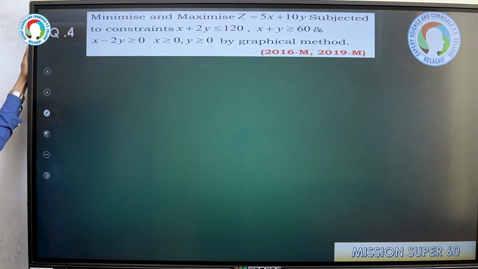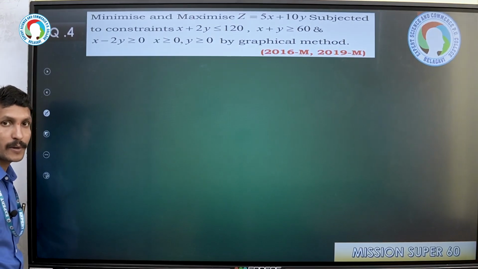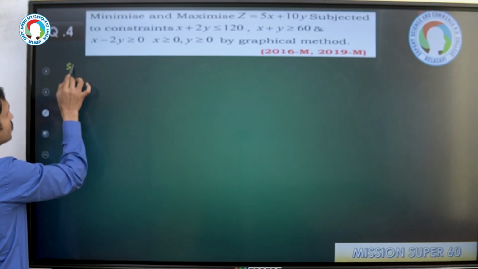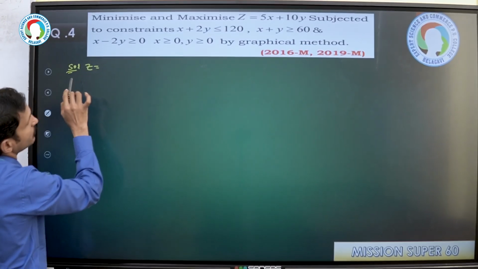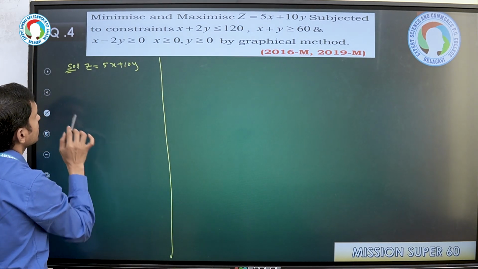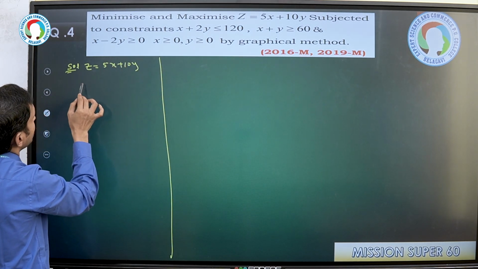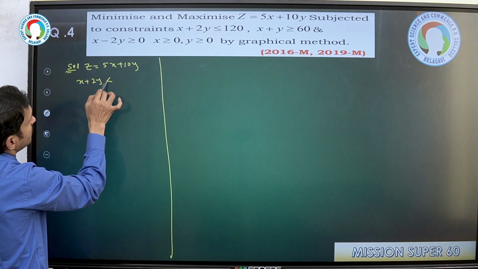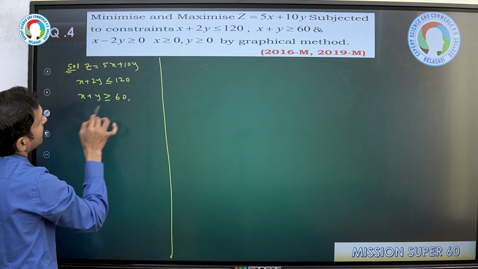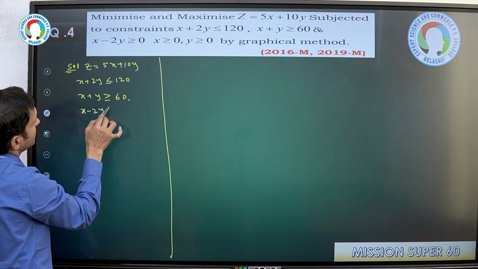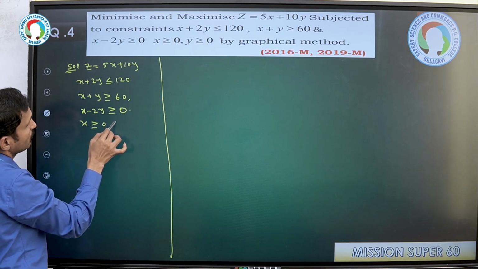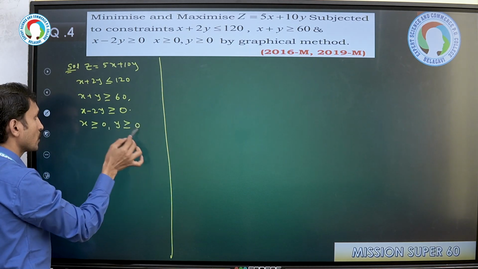Okay, so the next problem is the last problem. It's very, very important: minimize and maximize. So the solution: z is equal to 5x plus 10y, under the constraints x plus 2y is less than or equal to 120, x plus y is greater than or equal to 60, and x minus 2y is greater than or equal to 0, and x is greater than or equal to 0, y is greater than or equal to 0. You don't need to consider this last one.